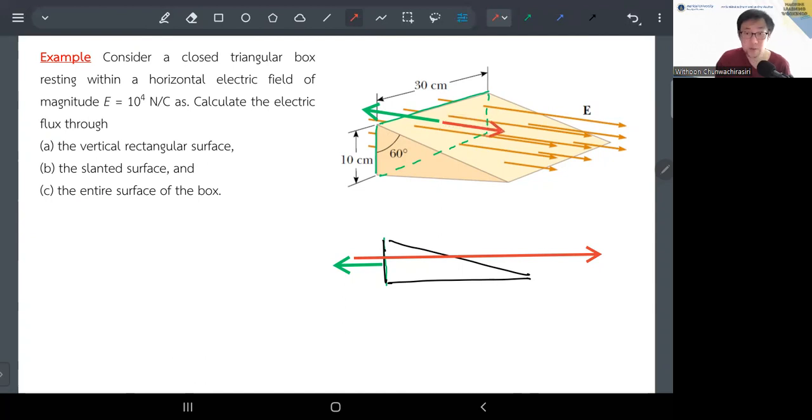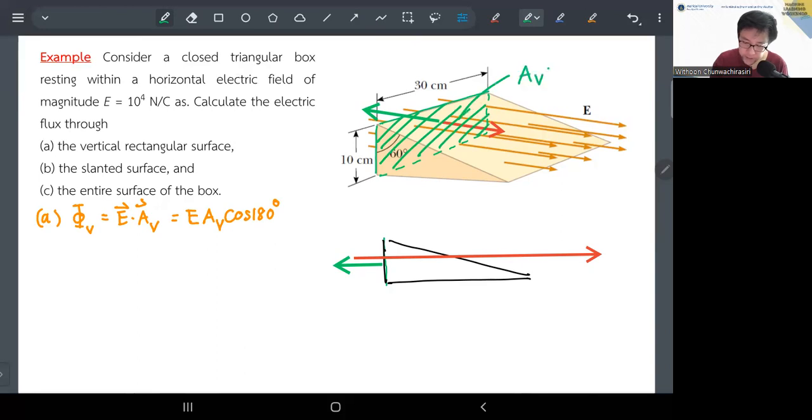So over here, what I can write right away is that the flux through the vertical surface, let me put the subscript V for that, is going to be E dot A vertical. And now you know it's going to be E magnitude, times the magnitude of the vertical area, and cosine 180 degrees. Everyone can expect a negative flux, because the electric field is trying to enter the internal volume of this triangular box. What is the size of the vertical area? No big deal. That is just this surface right there. So A vertical is just 0.3 times 0.1 in the SI system. So it's 0.03 meters squared.